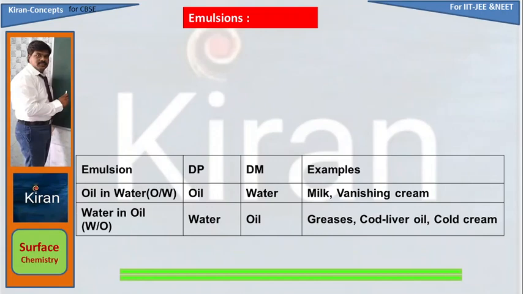Last topic is emulsion. When both the dispersed phase and dispersion medium are in the liquid state, such colloidal solutions are known as emulsions. Dispersed phase and dispersion medium both will be in the liquid state. Oil and water, water and oil. Oil in water type of emulsion, water in oil type of emulsion. Your dispersed phase is oil when the dispersion medium is water.